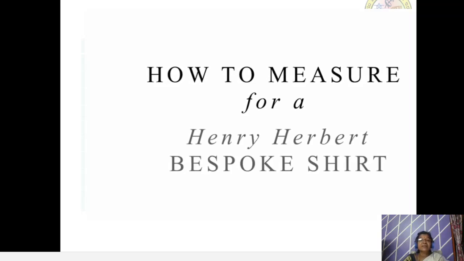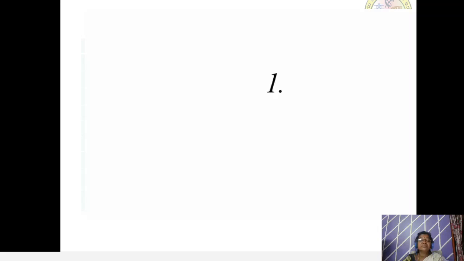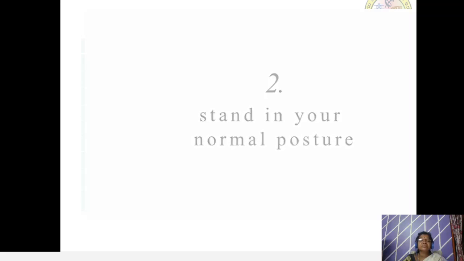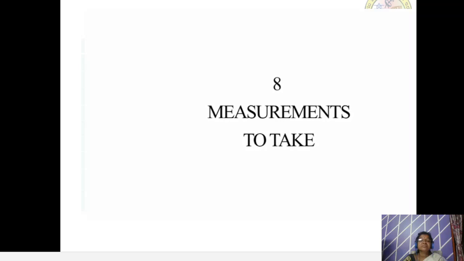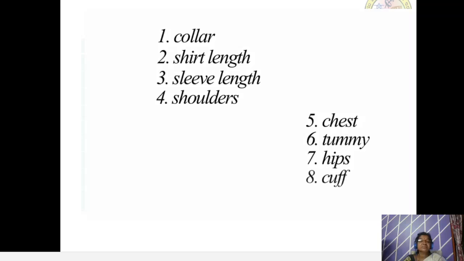This is just a short video to show you how to measure for a Henry Herbert bespoke shirt. There are two important things to note first. Number one, always measure in inches. Number two, when measuring, just stand in your normal posture. There are 8 measurements we need to take to make the shirt: the collar, the shirt length, the sleeve length, the shoulders, the chest, the tummy, the hips, and the cuff.